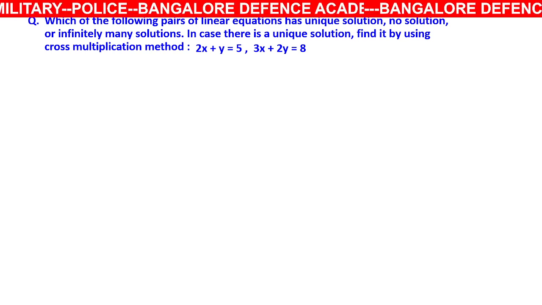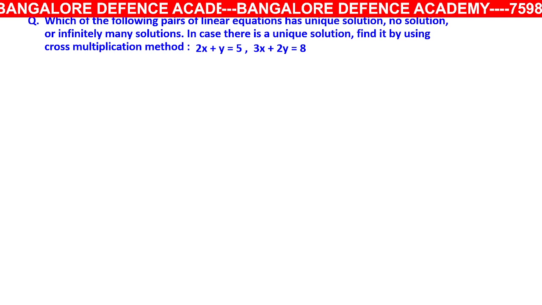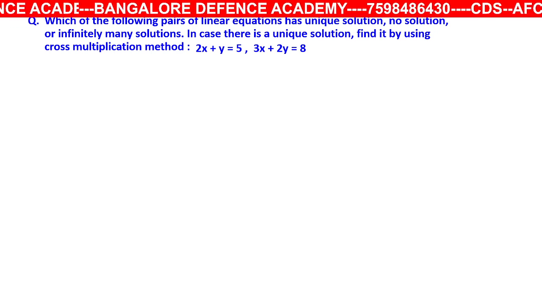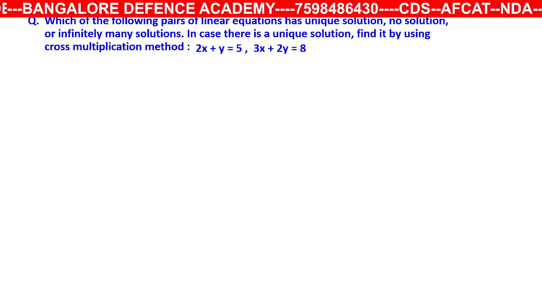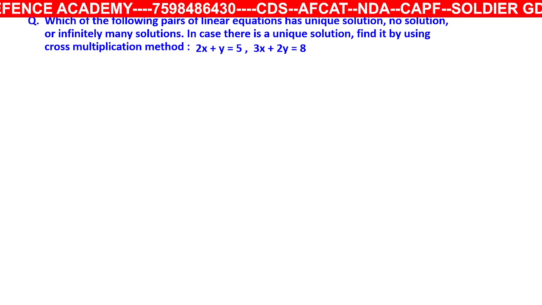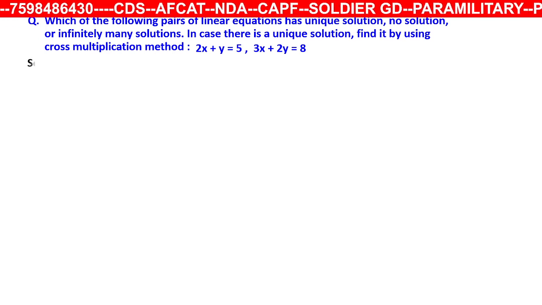So here you have, which of the following pairs of linear equations has a unique solution, no solution, or infinitely many solutions? In case there is a unique solution, find it by using the cross multiplication method. Okay, so now here we have three cases, a different kind of question here: unique solution, no solution, or infinitely many solutions. Okay, so look at this.